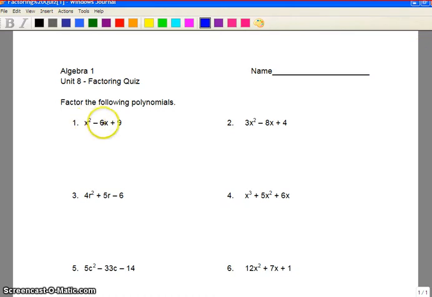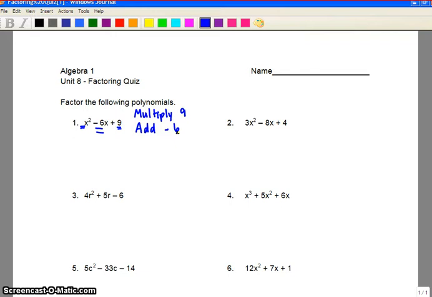I have an x squared minus 6x plus 9. If I notice, the leading coefficient here is 1. There's nothing in front of that x squared. When you don't see anything in front of the x squared, that is the simplest form of factoring that we will work with. And it's simply asking what are two numbers that when I multiply them together, I get the third term, which in this situation is 9.